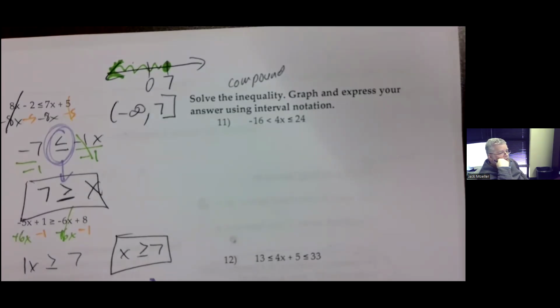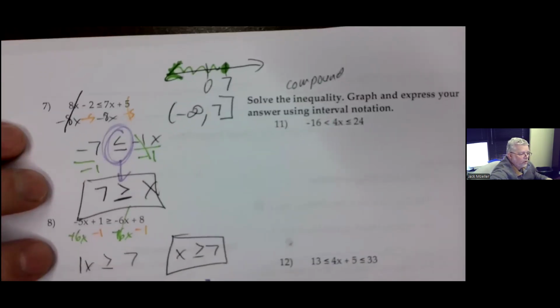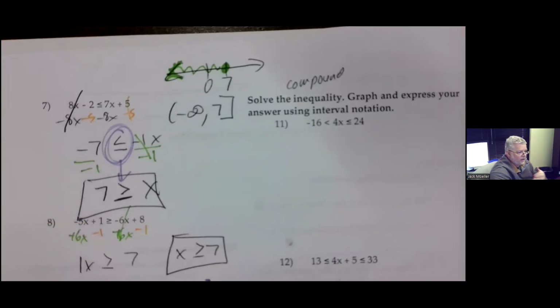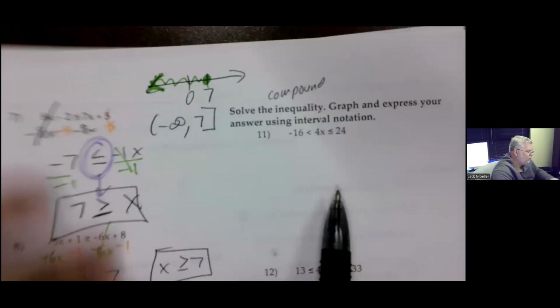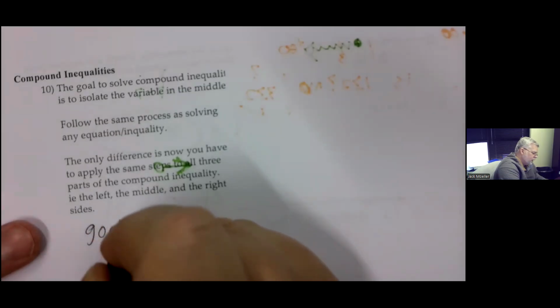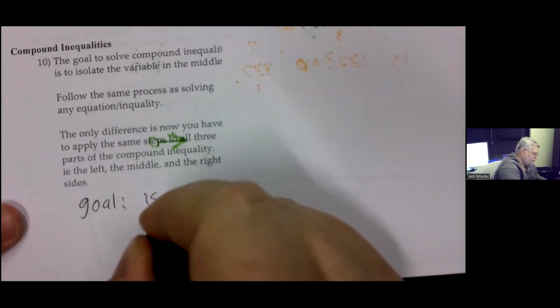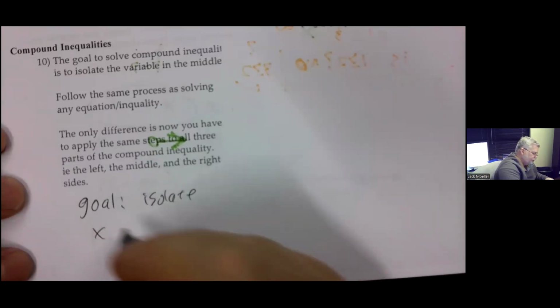How do we solve for x? Well, if we were doing a regular equation or inequality, our goal would be to isolate x on one side or the other, but we've got 3 sides. We don't have 2 sides now, we have 3 sides. And so our goal with these compound inequalities is to isolate x in the middle, whatever your variable is. It could be y, it could be r, whatever.